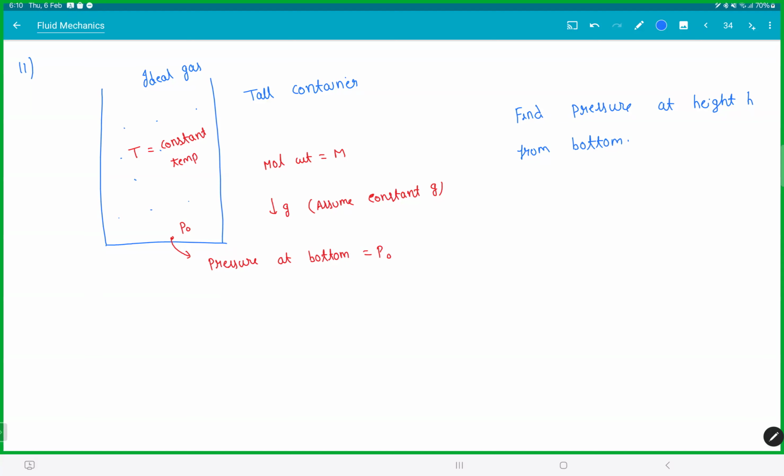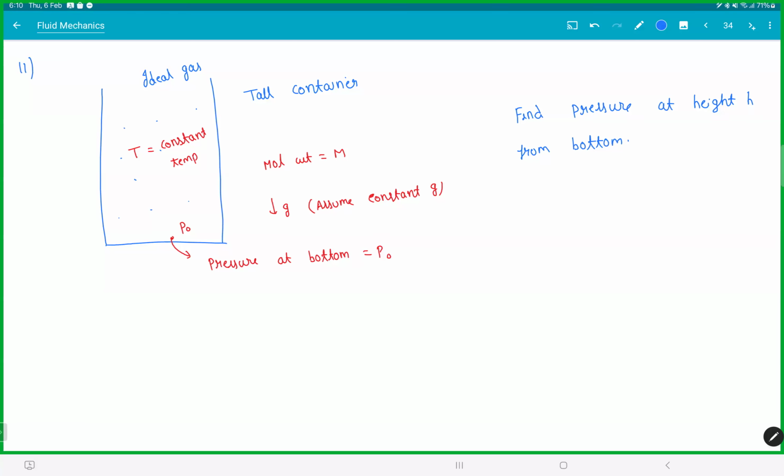Now, two things. First of all, I said ideal gas. If I use the word ideal gas, which equation is always there with you? PV is equal to nRT, right? So that's how you should always think. Okay, you said ideal gas, so this equation is there.